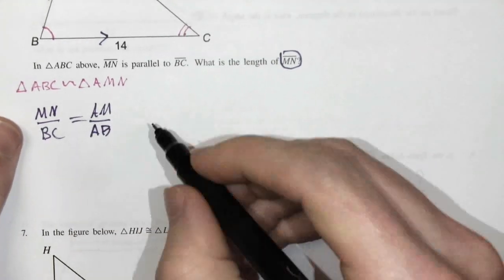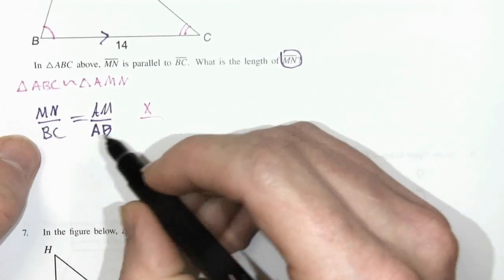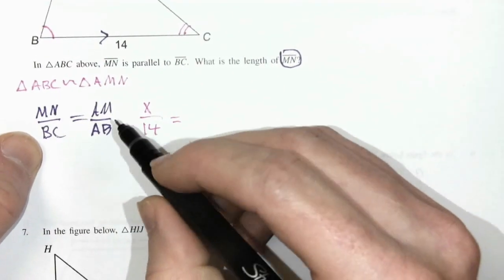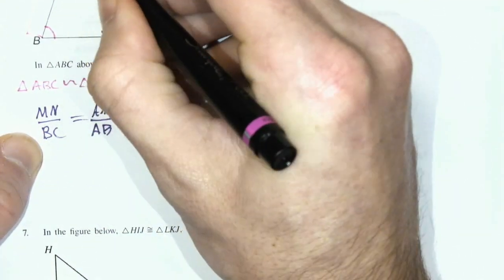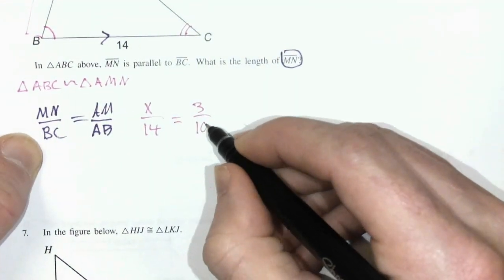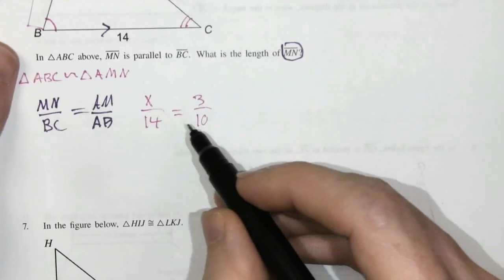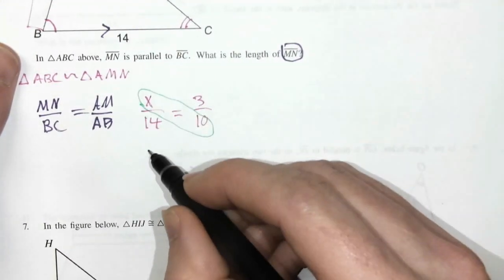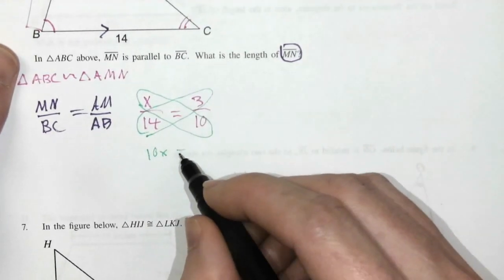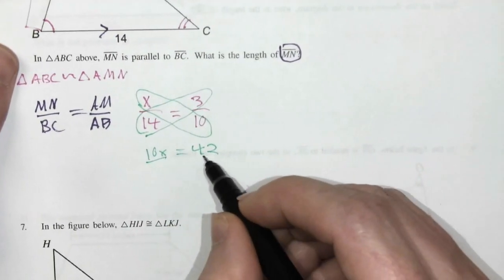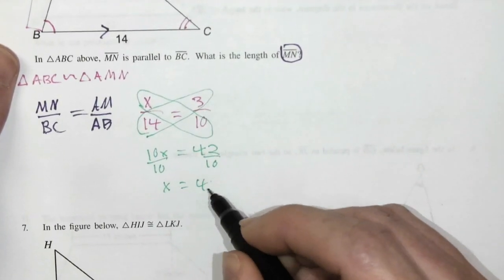Then we just substitute. So we have MN, what we don't know, we call it X. BC is 14. AM is 3. And AB is 3 plus 7 is 10. Cross multiply. 10 times X is 10X. 14 times 3 is 42. Divide both sides by 10. X is equal to 4.2.